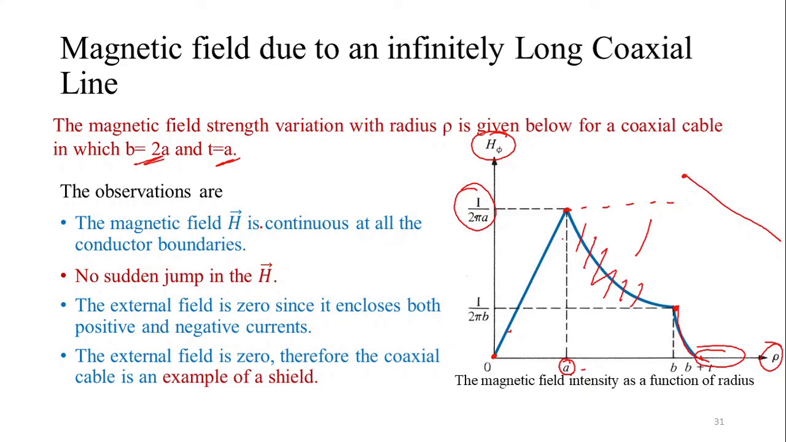The magnetic field H is continuous at all the conductor boundaries. There are no abrupt changes, no sudden jump in the H vector. The field outside the cable is 0 because the path encloses both the inner conductor and the outer conductor, which means it covers positive current as well as negative current. The external field is 0, so the coaxial cable acts as a perfect shield and does not radiate any field outside the cable.